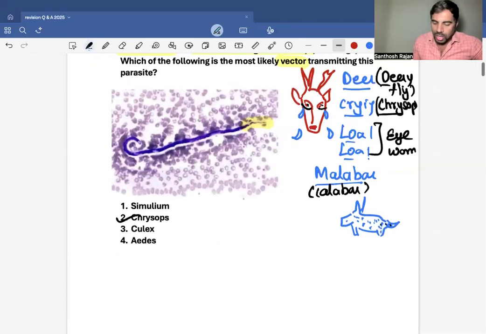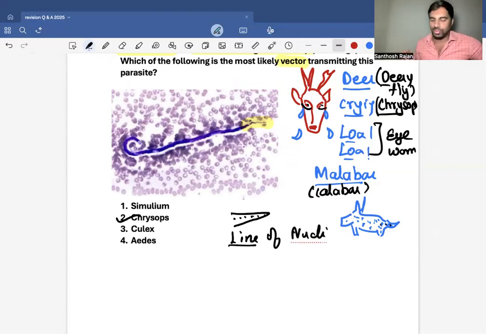So here the main thing is the tail end. In the tail end, if the nuclei go till the end of the tail, the microfilaria is Loa loa. So you can remember it like this: line of nuclei, Loa loa. Full of nuclei, line of nuclei.